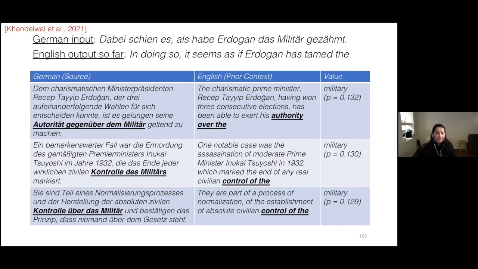So in this way, looking at the retrieved examples can help us understand the model's behavior and the model's predictions, and perhaps how we want them to change, especially in cases where models produce biased behavior.